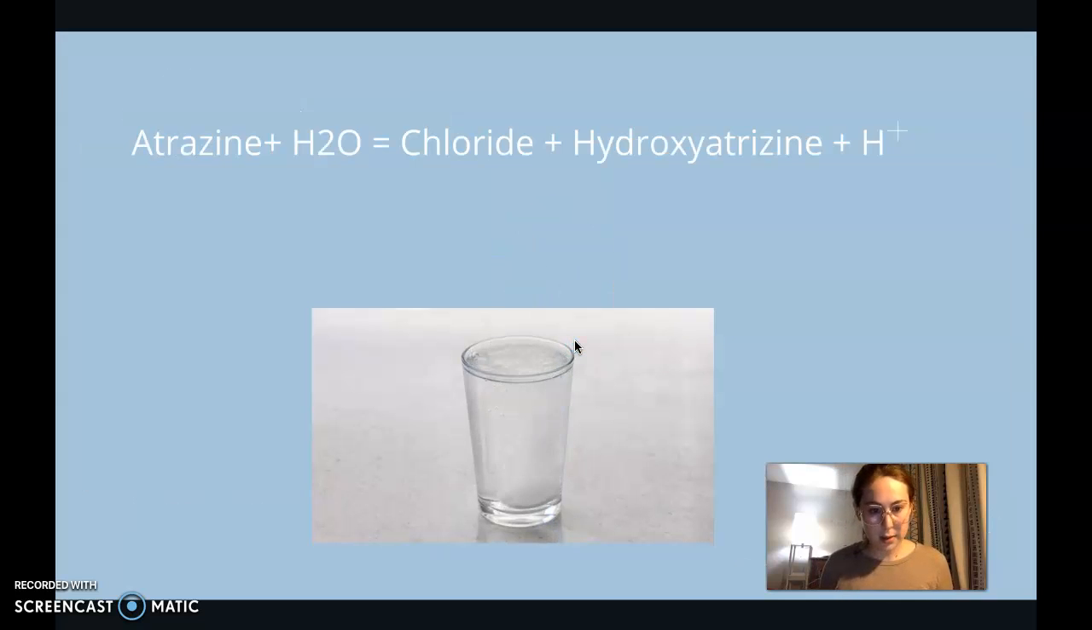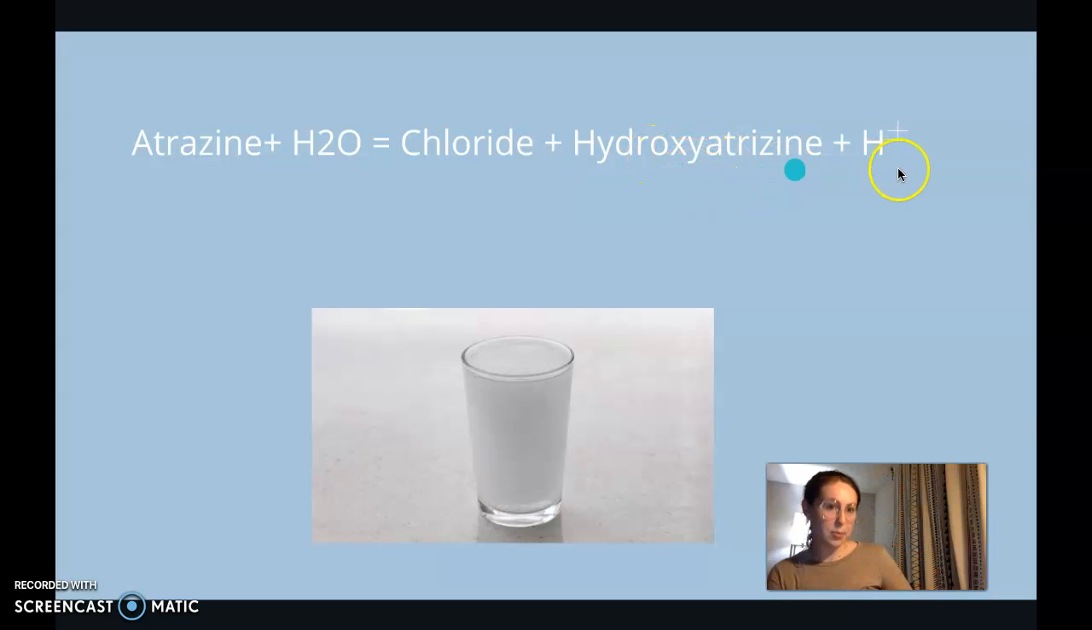So this is Alka-Seltzer just dissolving into a glass of water, and I thought it was a really great example of how it dissolves. This is also how atrazine in water forms a product, which is chloride plus hydroxyatrazine plus a positive hydrogen.